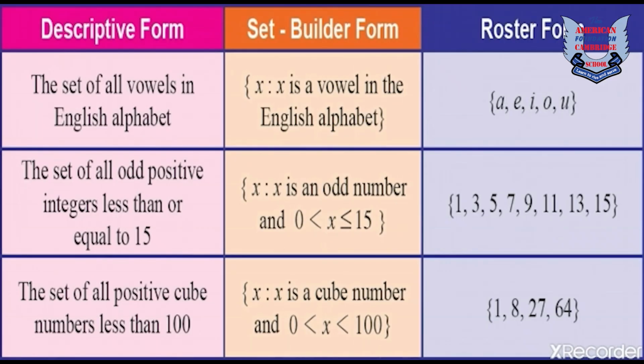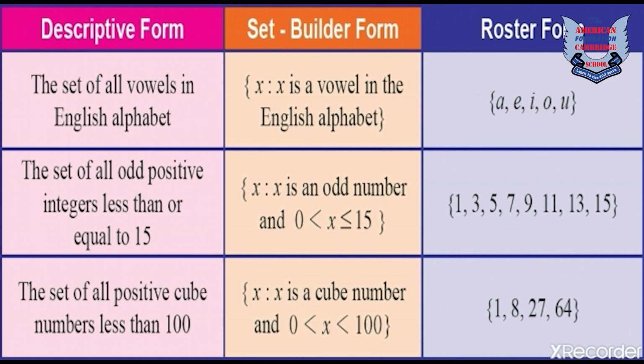Here you can see the comparison between descriptive form, set builder form and tabular form. First example, the set of all vowels in the English alphabet. The same set can be written in set builder notation like this: x such that x is a vowel in the English alphabet. If you want to write the same set in roster form or tabular form, you are just supposed to list out all the elements of the set. The elements in the roster form will be A, E, I, O, U.